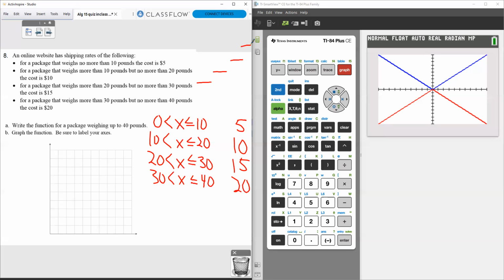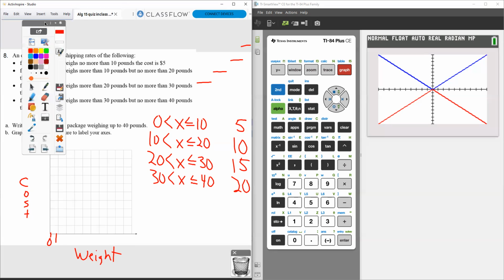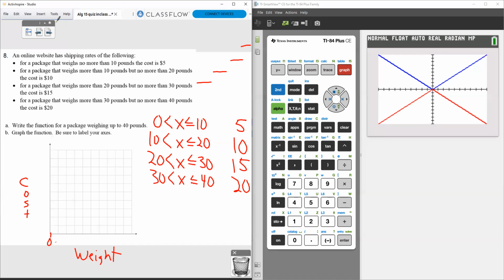All right, so that's what your graph should look like. It says graph the function, be sure to label your axes. Time, remember, always goes at the bottom. Well, our time here is really our weight. This is going to be the weight here at the bottom, and this is going to be the cost over to the side. Your dollar amounts always go over to the side. So we have 0, 10, 20, 30, and 40.